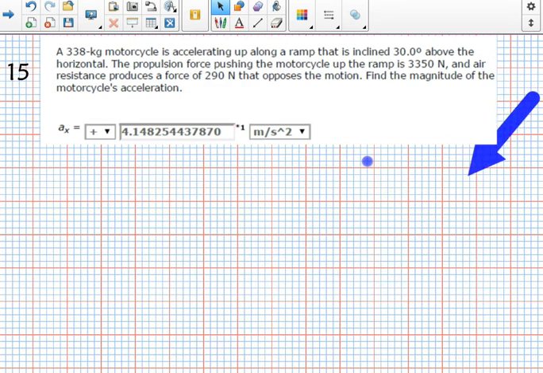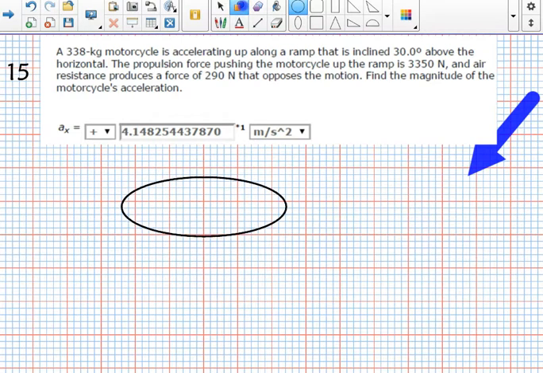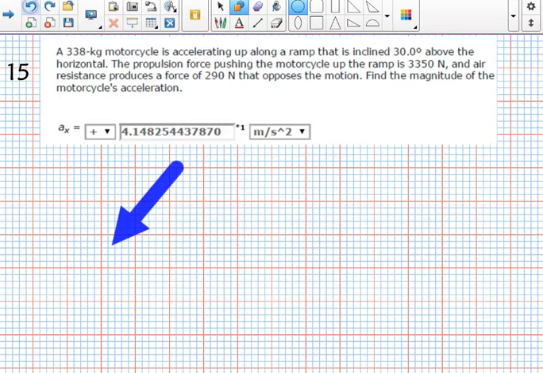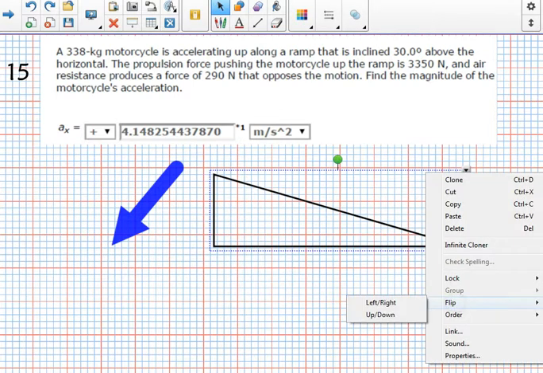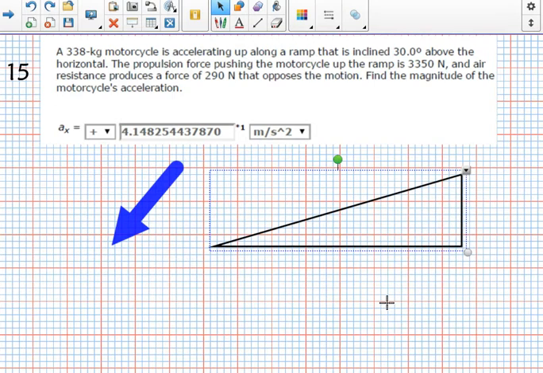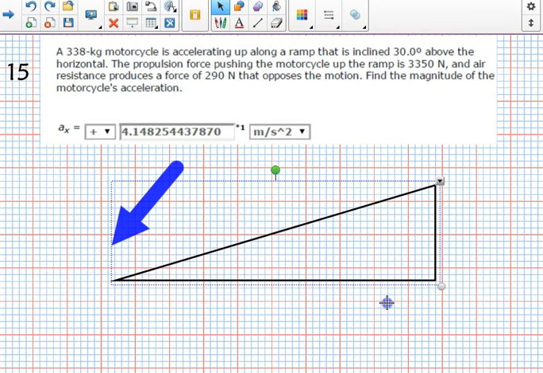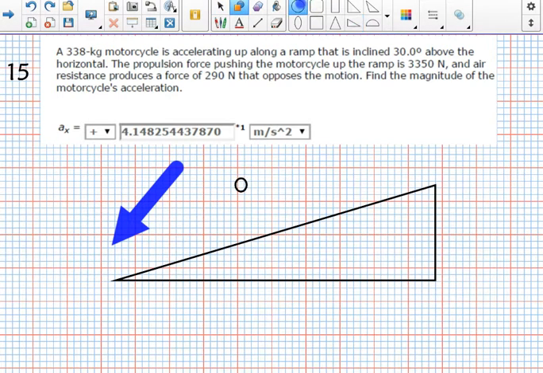So, we'll make our ramp, let's do it. Well, that's not a ramp. Get rid of that. This. I'm going to flip it though. Flip. Left, right. There it is. So here's our ramp. We're going to have a motorcycle, which I'm going to represent with a kind of circle thing. There's our motorcycle. And our motorcycle is going up the ramp. Not that we're going to draw the direction of the speed or anything, but it's going up the ramp.